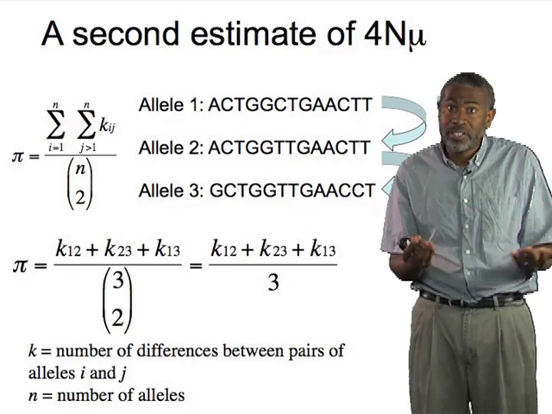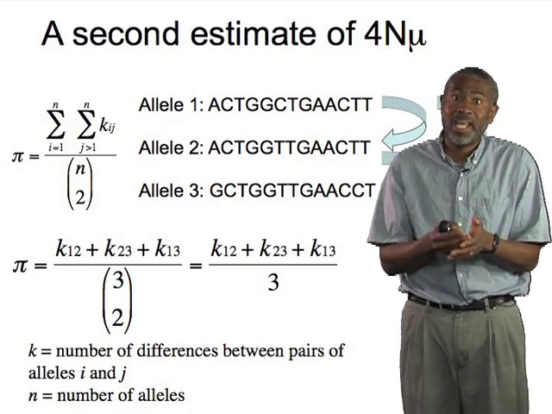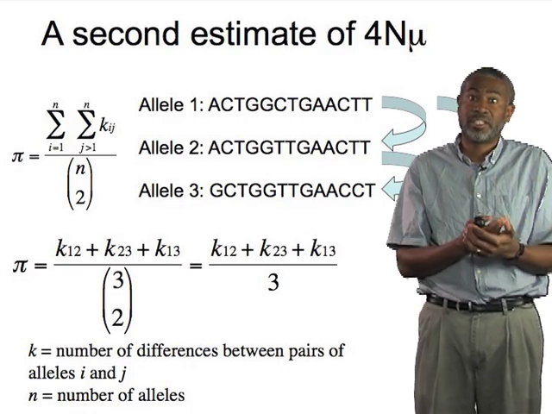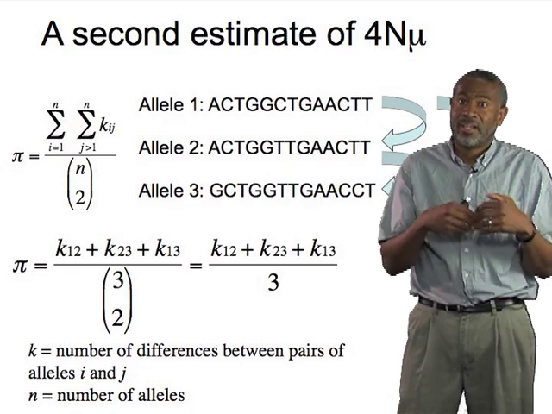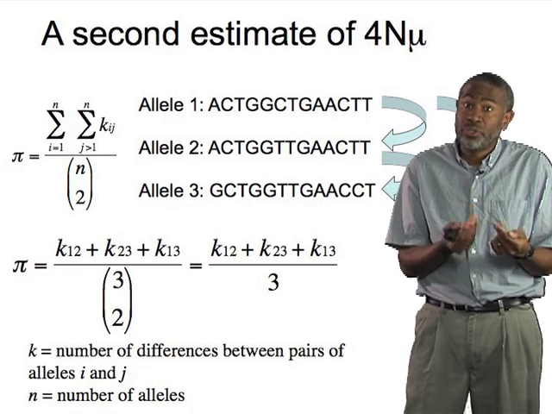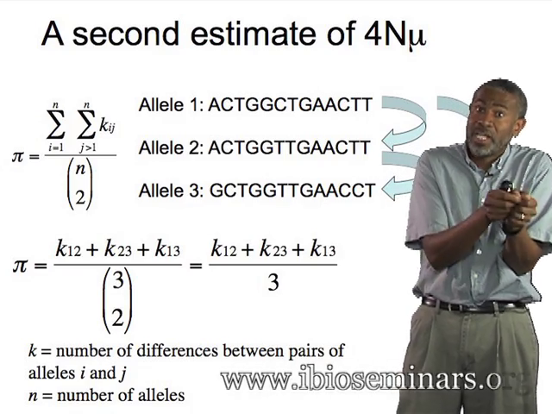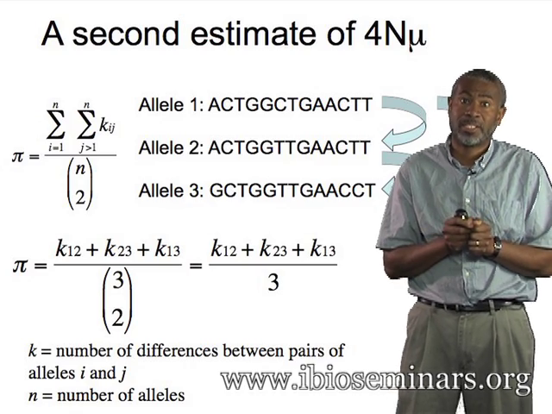And it's very simple. We can sequence DNA from several individuals, look at the genetic differences, and it's a very quick window into this combination of mutation rate and effective population size.